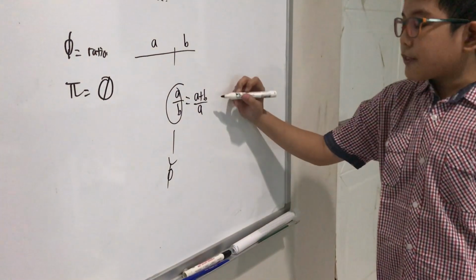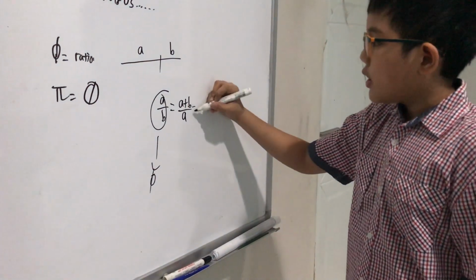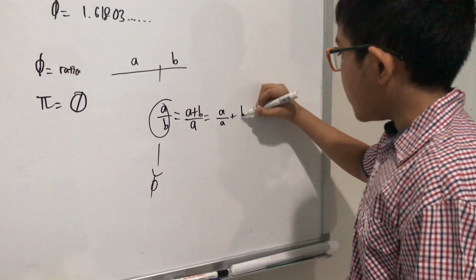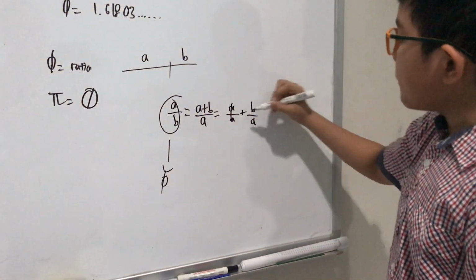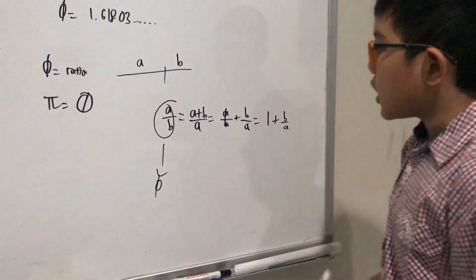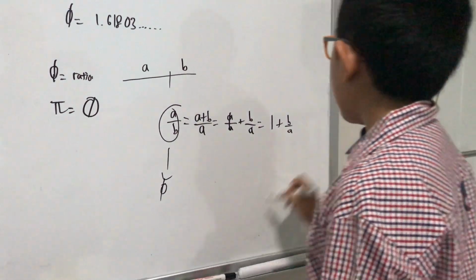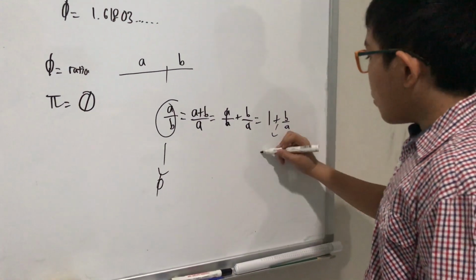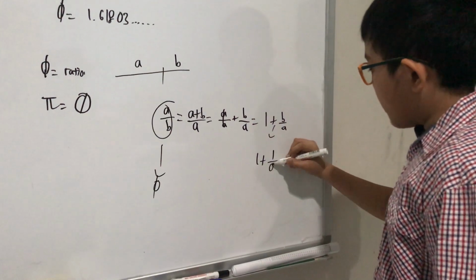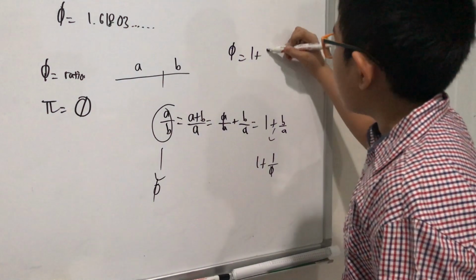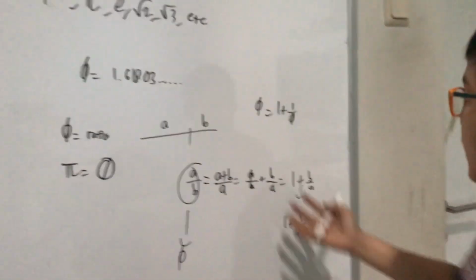However, let's simplify this a little bit. So A plus B over A is equal to A over A plus B over A. A over A is 1, so it is equal to 1 plus B over A. But look, A over B is phi, and B over A is going to be the reciprocal of phi. So it's going to be 1 plus 1 over phi. Well, that's neat, because phi is equal to 1 plus 1 over phi. It makes it very unique.